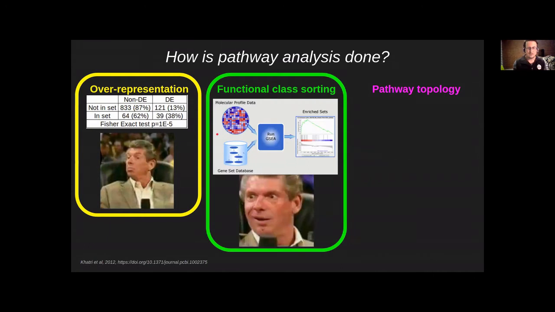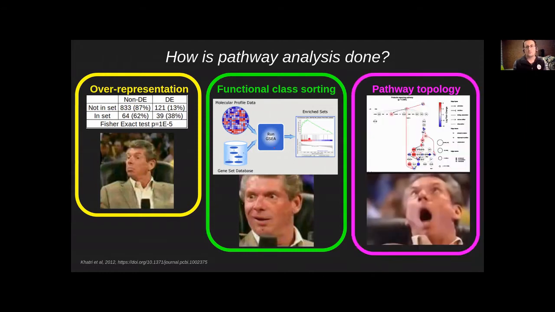The next type of analysis is functional class sorting, which encompasses methods like GSEA and CAMERA and a few others. It's different because it doesn't involve setting an arbitrary cutoff. So you rank all of the genes from the most upregulated to the most downregulated, and then ask the question, on this scale, are they bunched up towards one side or the other?